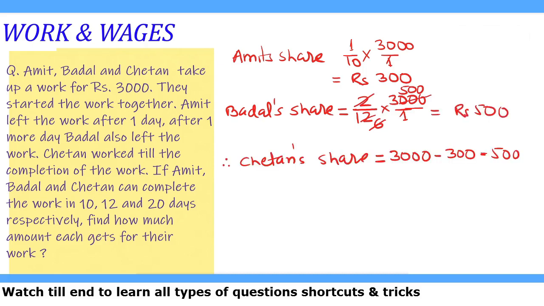Therefore, Chetan's share equal to 3000 minus 300, which is Amit's share, minus 500, which is Badal's share. So 3000 minus 300 minus 500 equal to 2200. Thus Chetan gets rupees 2200, Amit gets rupees 300 and Badal gets rupees 500 as per the work done by them.